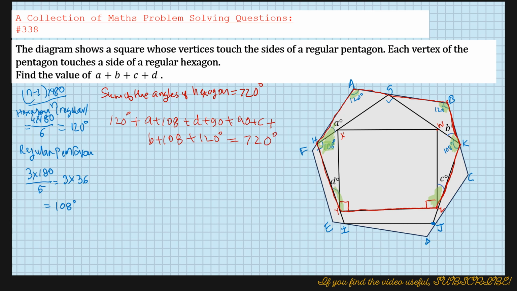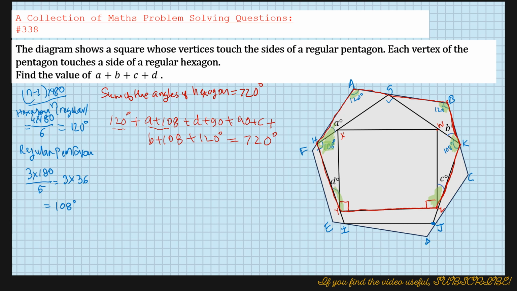So have I included all the angles? One more time, I have included 120 degrees, that is A plus 108, that is angle AHY, then D plus 90 degrees, which is angle HYZ, then I have 90 plus C, which is angle YZK, then I have angle B plus 108, that is angle JKB, and then 120 degrees, which is angle KBA. So then we've included all the angles and they sum to 720 degrees.